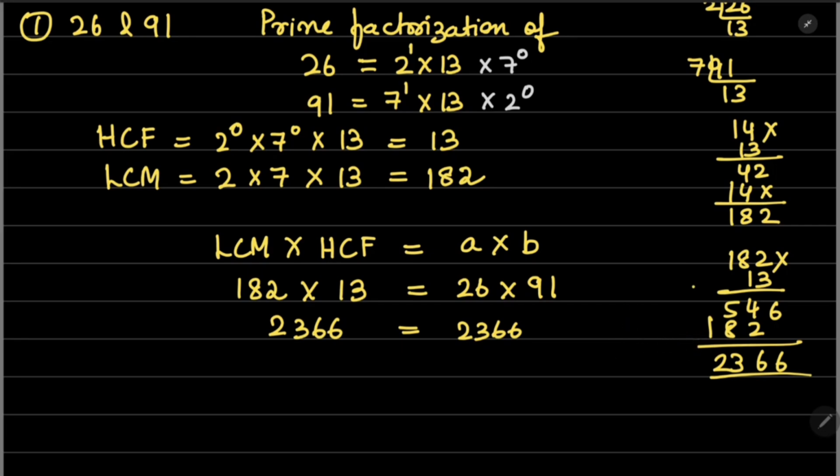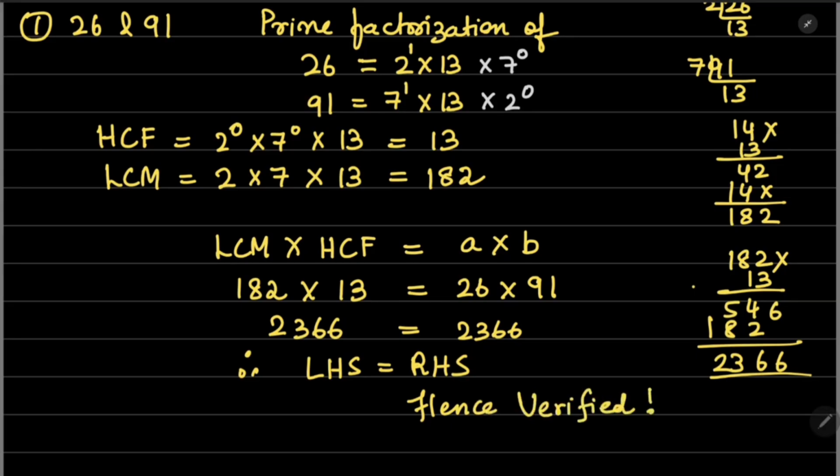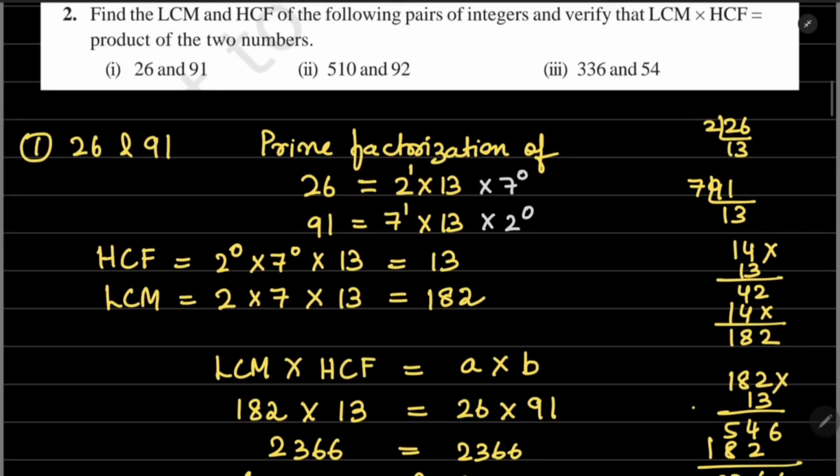So you should also multiply and you can write, therefore LHS is equal to RHS. Hence verified, or hence proved. Okay, this is how you have to do the other two also. So probably you can try the second question the same way, and I'll do the third one now.